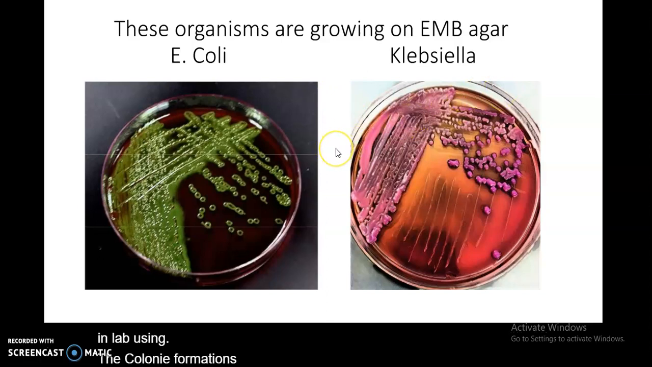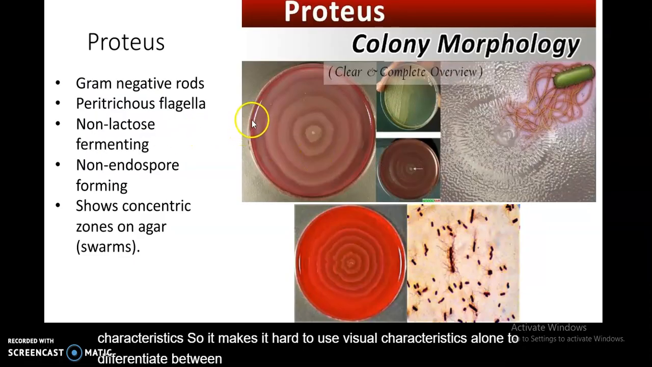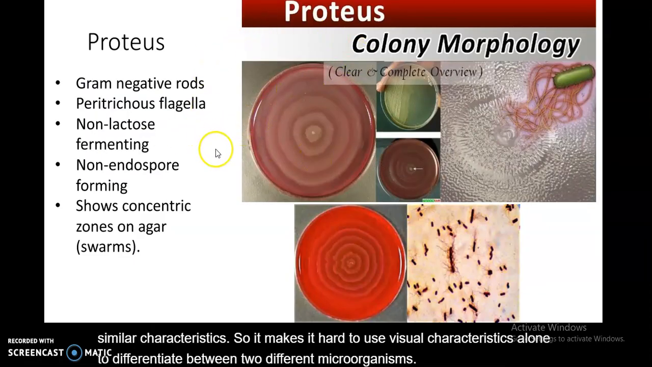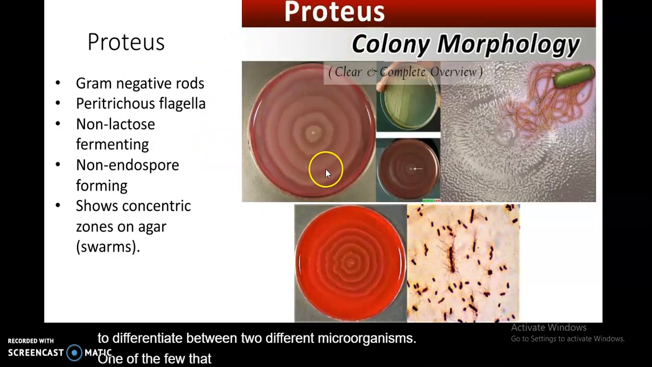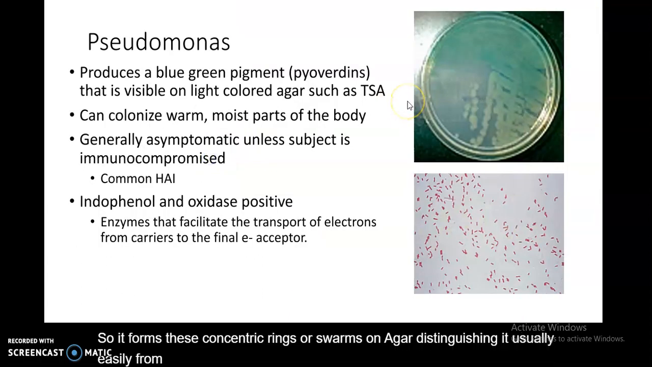However, if you remember, some of them have similar characteristics, so it makes it hard to use visual characteristics alone to differentiate between 2 different microorganisms. One of the few that does have very distinguishing characteristics is Proteus. So it forms these concentric rings or swarms on agar, distinguishing it easily from other microbes.